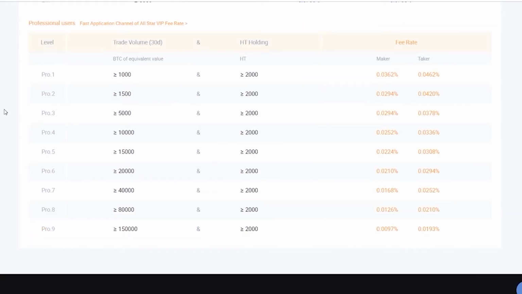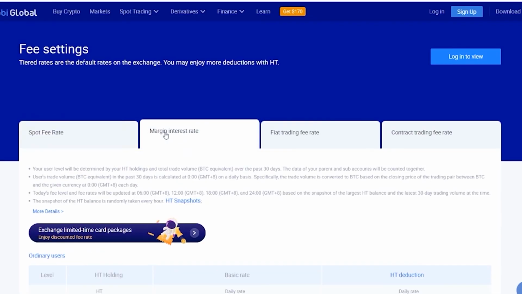So this is for the professional users, fast application channel, all-star VIP fee rate. Obviously this is going to be a lot more Huobi tokens, which is not going to apply to me, but then there is an upside on this VIP function, which is a lot cheaper than the ones before. 0.03 for the maker and 0.04 for the taker, 0.02, 0.04, and so on. You guys can just pause this video and go ahead and read. Let's move on to margin interest rate.